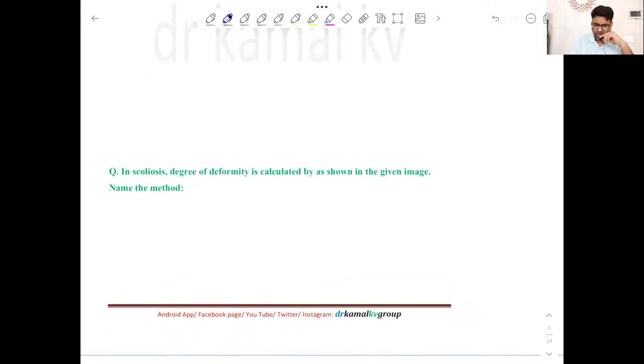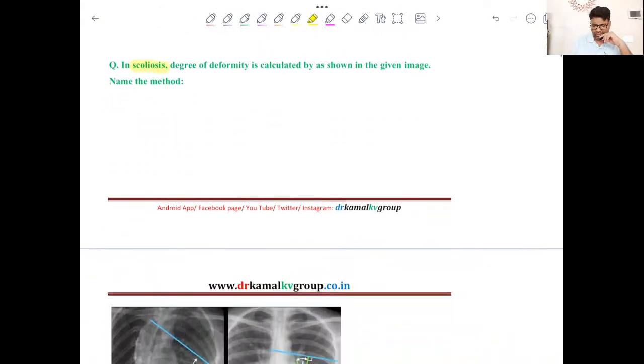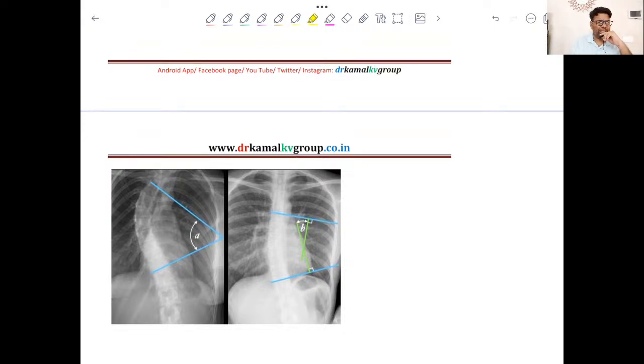Then the next question was about scoliosis, and it was about identifying what measurement is being done over here. So the case is scoliosis, right? And you can see the curvature in the vertebral column. So this is scoliosis. Any idea what angle we measure in scoliosis? Any idea? What angle is this which is being measured here? What is this? Anyone?